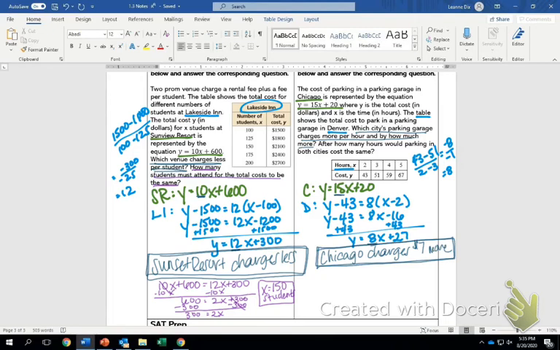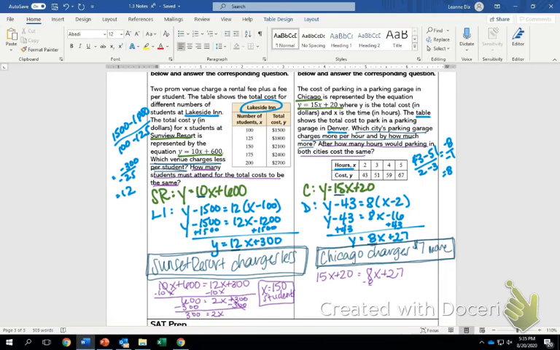The next sentence or question says, after how many hours would parking in both cities cost the same? So again, I'm going to take my two equations and set them equal to each other. 15x plus 20 equals 8x plus 27. You're going to subtract 8x on both sides. And I'm moving the 8 because it's the smallest number. Just like on the left-hand side with the prom venues, I moved the 10 on the left-hand side to the right-hand side because it was the smaller out of the two. So it doesn't really matter which way you go. You always want to move the smaller amount.